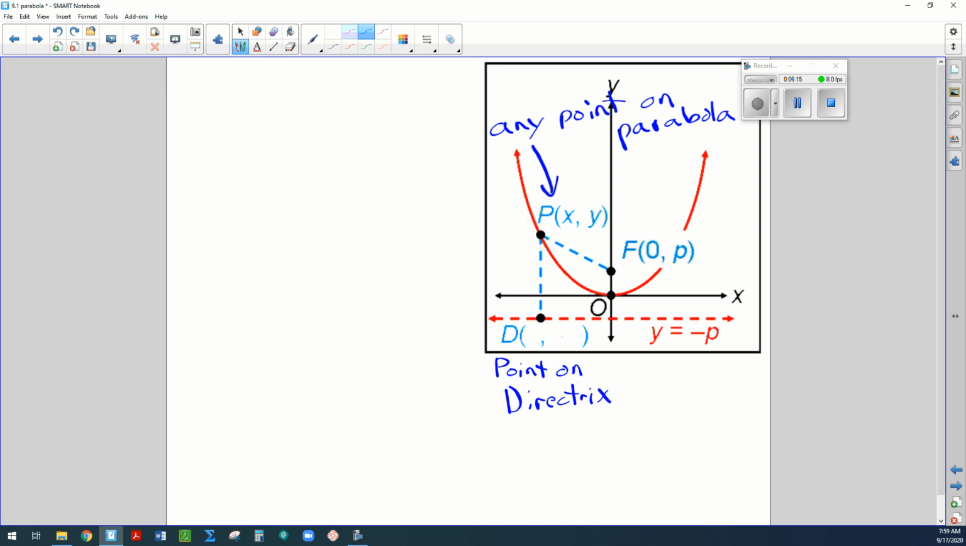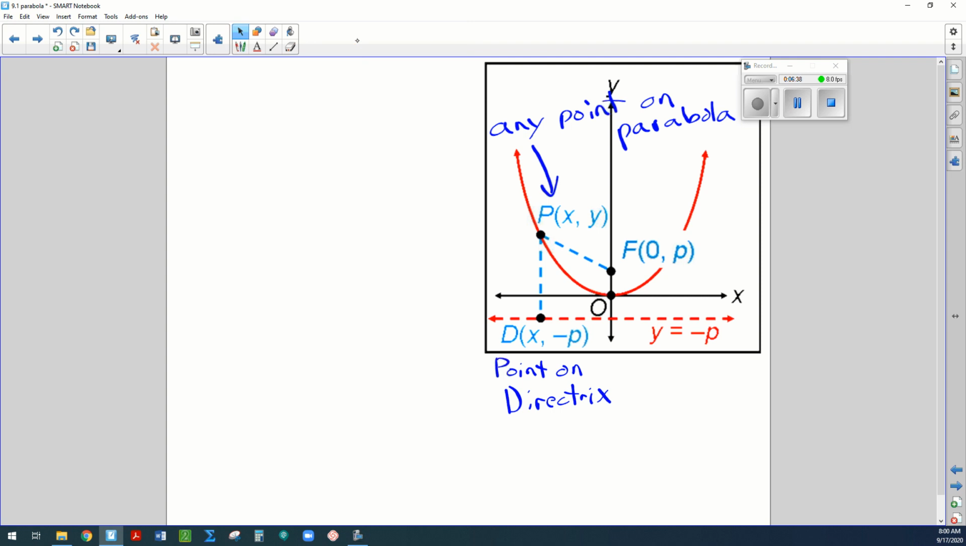And it's going to have the same x-coordinate as P, which is x. I know you could say, well, why isn't it negative x? Because we're letting this point P represent any point on the parabola. I just happen to draw it to the left. And it's going to have the same y-coordinate as the directrix. So it's going to be x comma negative p.